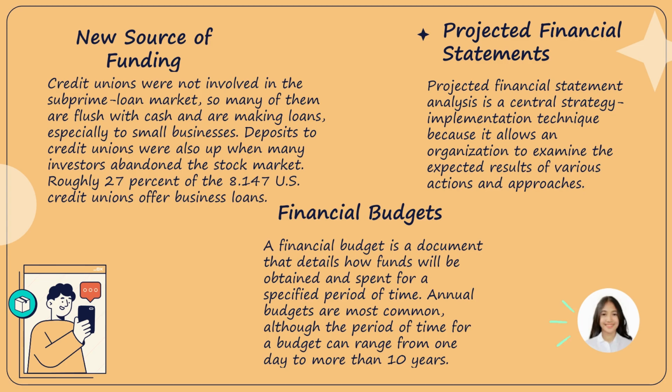And number three is capital expenditure budget. It plans for significant investments, such as buying new equipment, expanding facilities, or launching new products. And number four is sales budget, which projects the expected sales revenue over a specific period, providing a foundation for other budgets and planning activities. And last is expense budget, which outlines anticipated costs for various business activities, including salaries, utilities, rent, and other operating expenses.